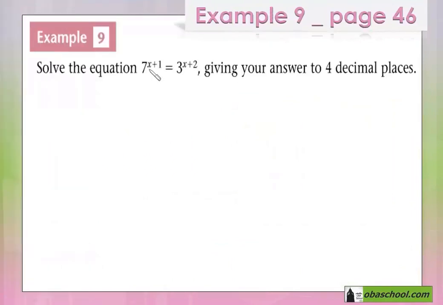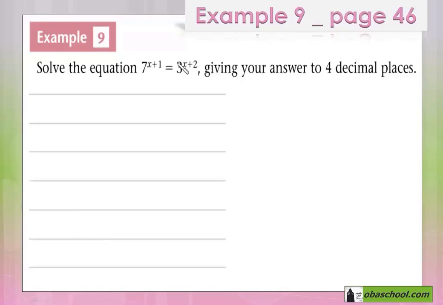It says: solve the equation 7 to the power x plus 1 equal to 3 to the power x plus 2, giving your answer to 4 decimal places. We're going to use the same exact idea that we used in example 8. But example 9 is a bit more complex, since you can notice the power is x plus 1 and x plus 2, where in the previous tutorial it was just x. It has a couple of extra steps.